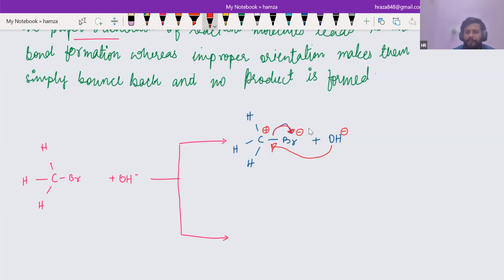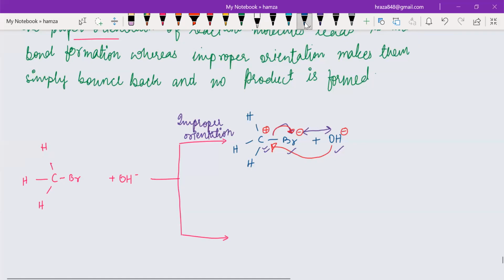But you can see they are coming in each other's way, and they both have a negative charge. Br minus is there, OH minus is there, and since they both have negative charge, and we know like charges repel each other, it's not possible for OH minus to attack carbon, because there will be repulsion between Br minus and OH minus. So this will be your improper orientation. Improper orientation. Is that clear? Yes, sir.